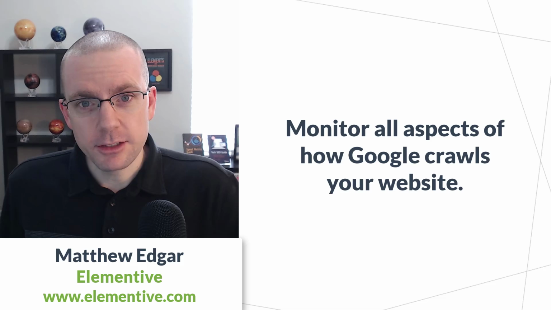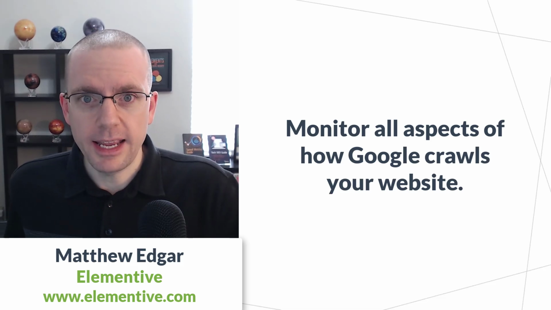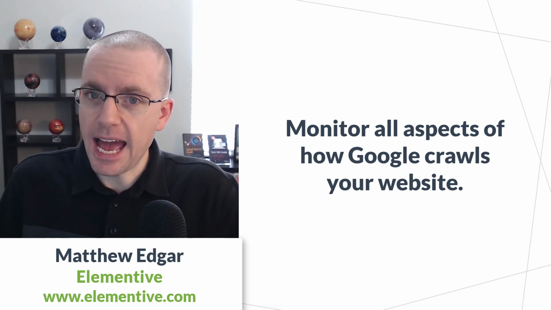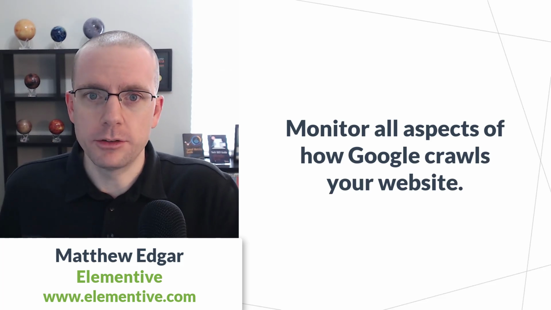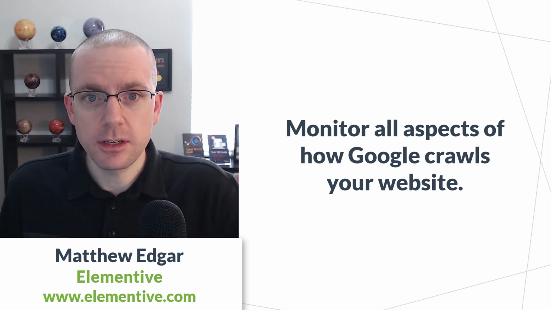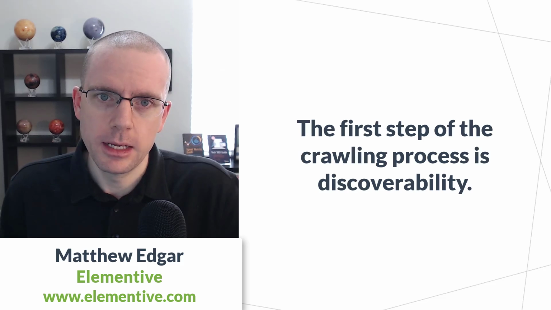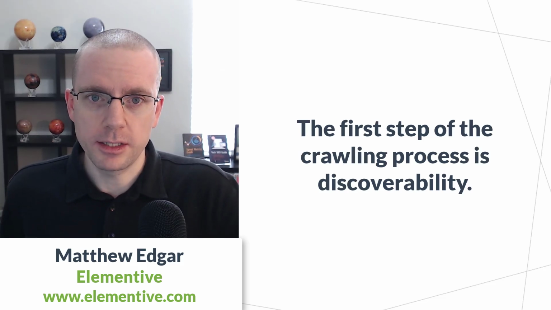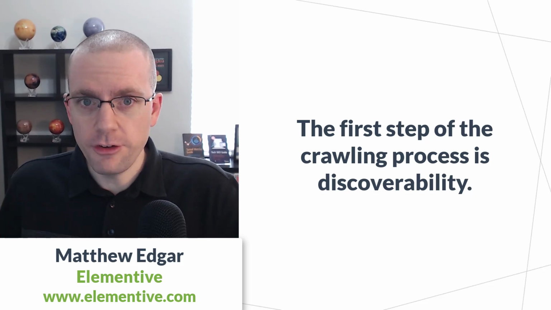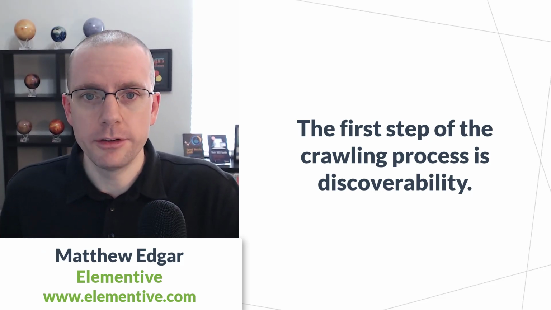So you need to pay attention to how Google is crawling your website, and that means paying attention to every aspect of how Google crawls your website. And crawling really is complex, and there's a lot going on with it. So the very first step of the crawling process is discoverability. First and foremost, Google simply has to know that a URL exists on your website.